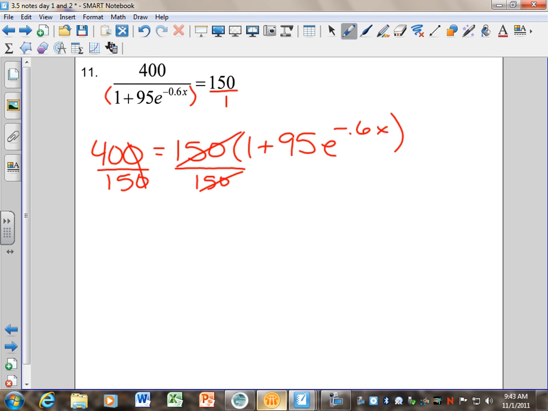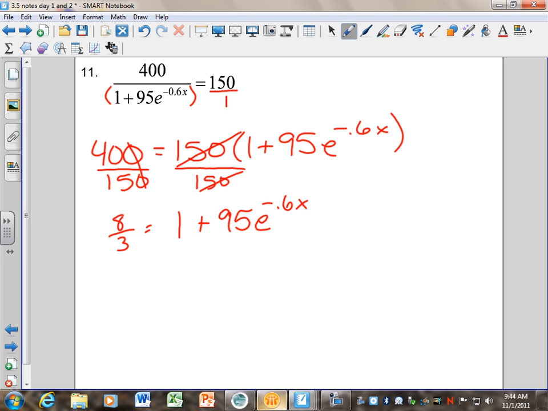And honestly, you're going to use your calculator. If you don't even want to simplify 40 over 15, your calculator is going to work it all out. 40 divided by 15, I think I could write that as 8 divided by 3 equals 1 plus 95e to the negative 0.6x.